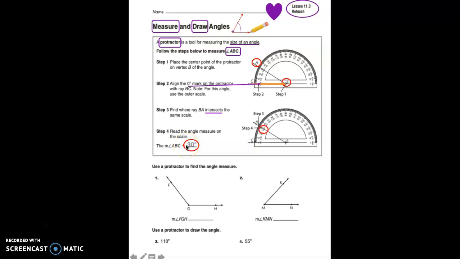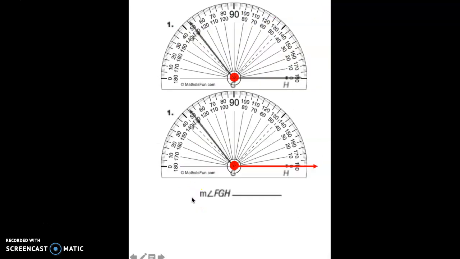Let's try some ourselves. Directions. Use a protractor to find the measure of the angle. Number 1. The measure of angle FGH. So we're looking to find the measure of FGH. We need to find out how much this angle measures. So let's take a look.